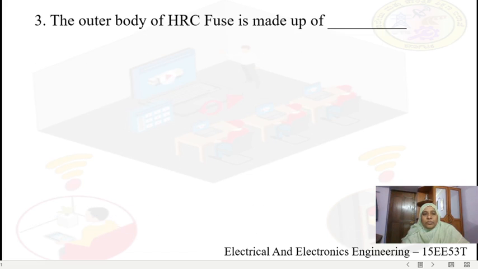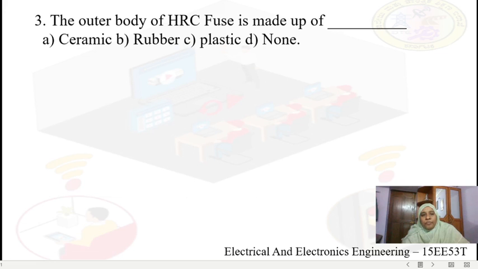Now let us try to see the next MCQ. The outer body of HRC fuse is made up of option A, ceramic, option B, rubber, option C, plastic, option D, none.